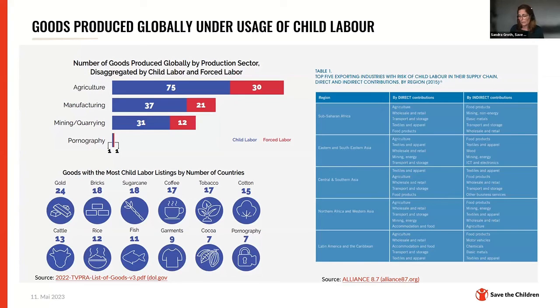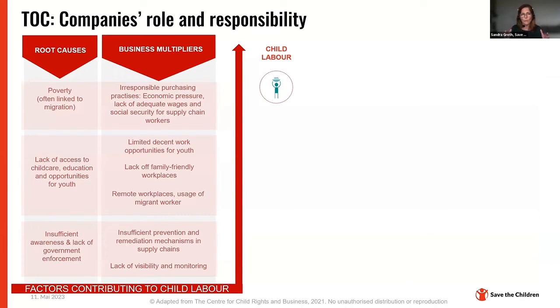So address purchasing practices and move beyond just prohibiting child labor, these so-called zero tolerance approaches, and start addressing root causes, because by just forbidding it, you're not going to solve it, you're just going to push it away into lower tiers of the supply chain.